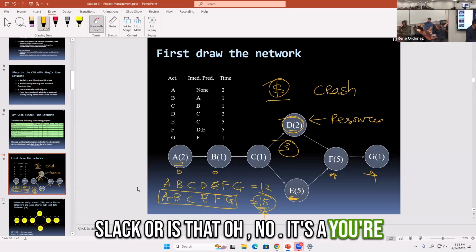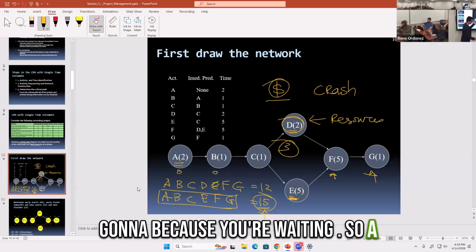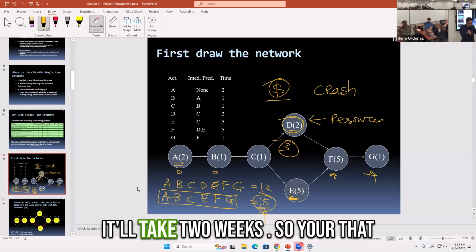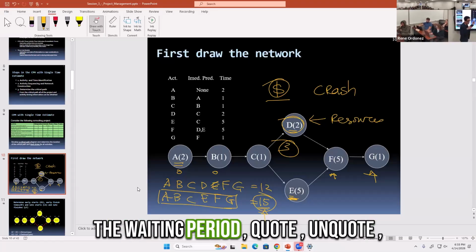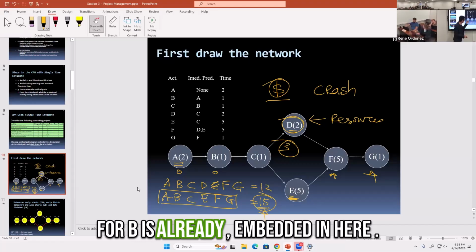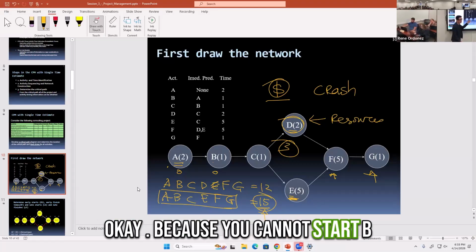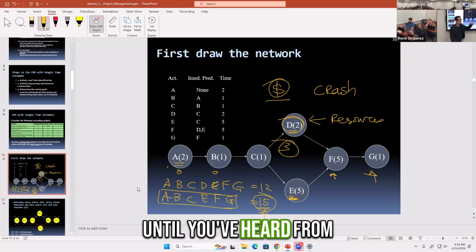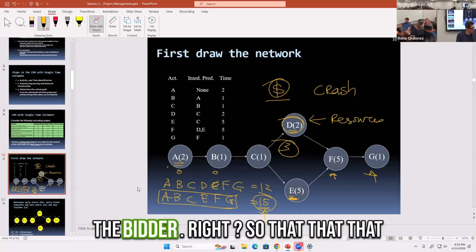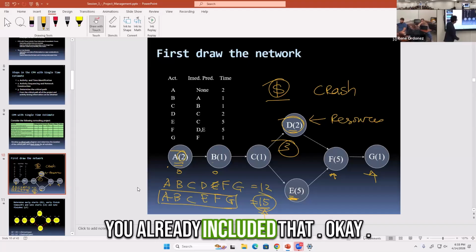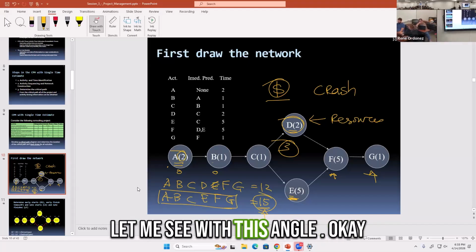Oh, no, it's because you're waiting. So for A, you know that your estimate is it'll take 2 weeks. So the waiting period, quote unquote, for B is already embedded in here. Because you cannot start B until you've heard from the bidder, right? So you've already included that. Okay, that makes sense. Thank you.